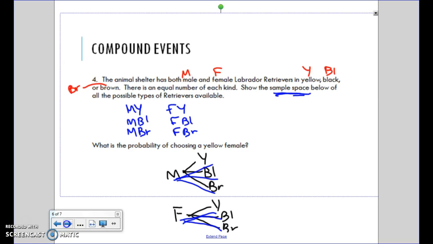The probability of choosing a yellow female out of my sample space, well, here's the yellow female. I don't see any other yellows that are also females, so I would have a 1 in 6 chance to choose a yellow female. Okay?